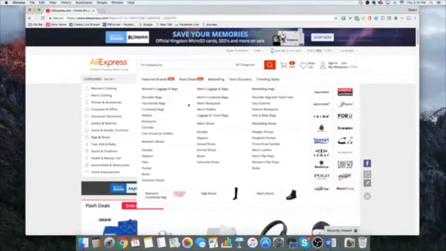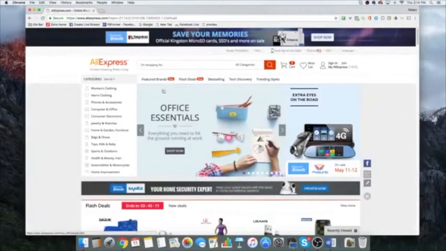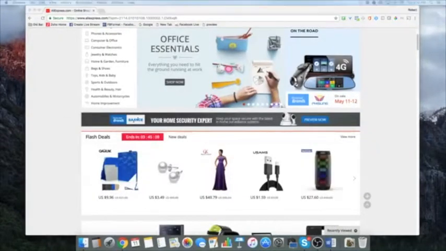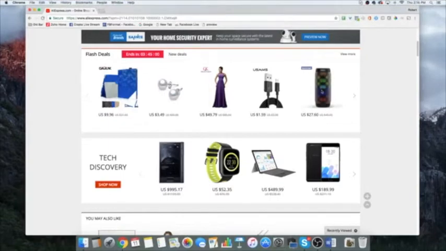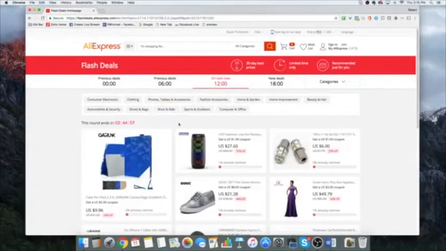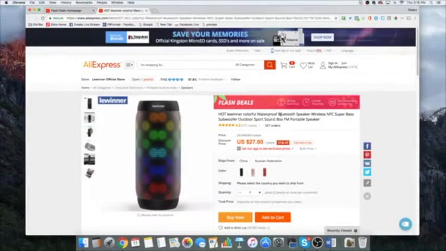I'm just going to pick a niche. Let's pick bags. Let's see, bags, coin purses, and holders. Maybe too general. Let's pick a product. If you guys see anything on my screen, I'll keep refreshing and we'll come back to it and look at it. But let's take maybe this Bluetooth player. I wonder if that's what that is. A Bluetooth music player, Bluetooth speaker. Colorful, waterproof Bluetooth speaker, wireless, NFC, super bass subwoofer. Okay. So that's a speaker.